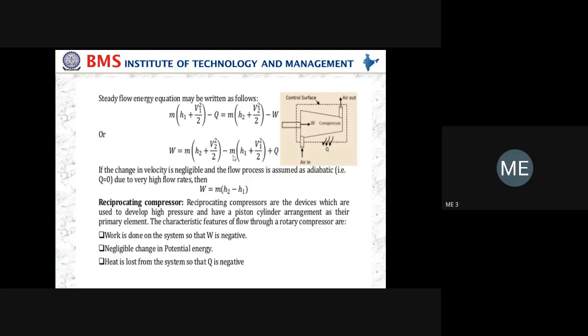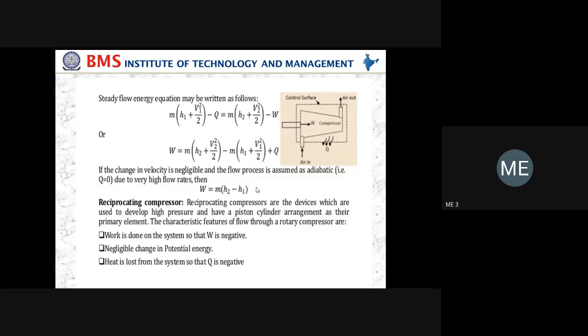Okay. Suppose the velocity at the inlet is the same as the velocity at the outlet, or suppose there is a little bit of variation, in that case we can neglect this velocity term also. Okay, you remember velocity plays a very important role in the case of a nozzle. In the nozzle you have to consider velocity, but in this case the velocity at entry and the velocity at exit are almost the same. So we neglect this one, and if we are providing an adiabatic wall, we are going to neglect Q also, and the final expression is W equals m into H2 minus H1. So this is the expression for the steady flow energy equation in the case of a rotary air compressor.